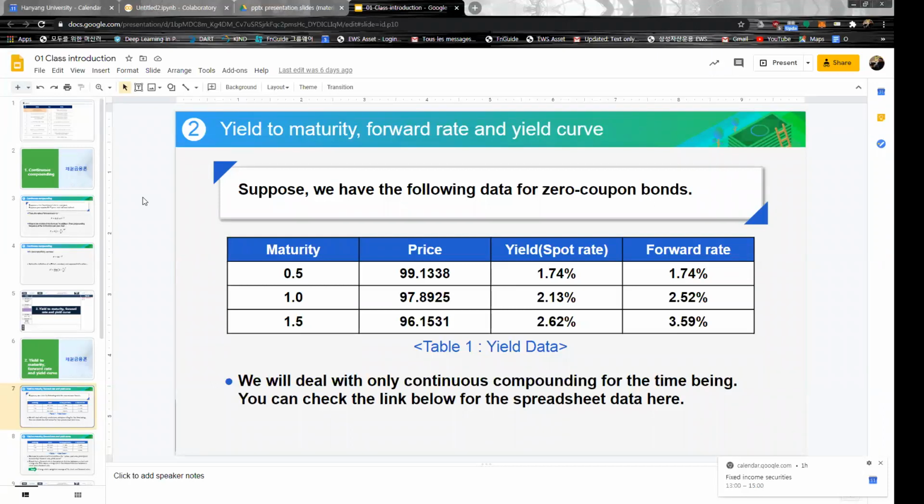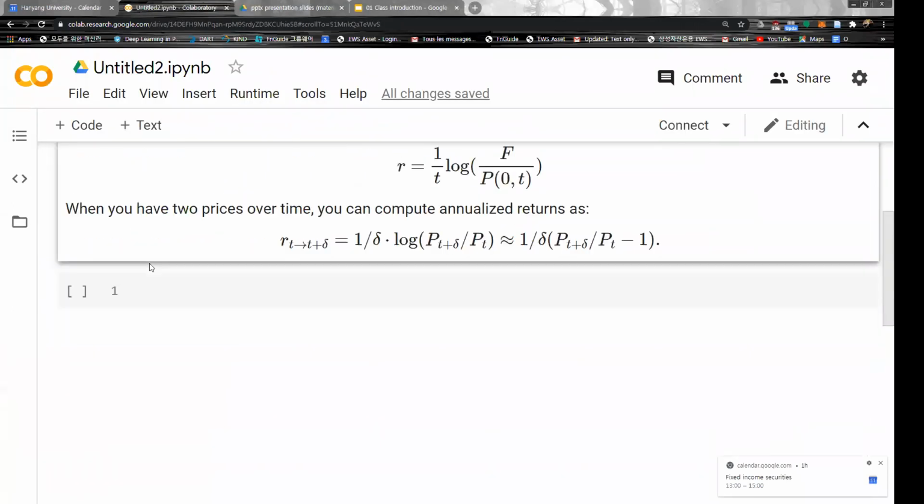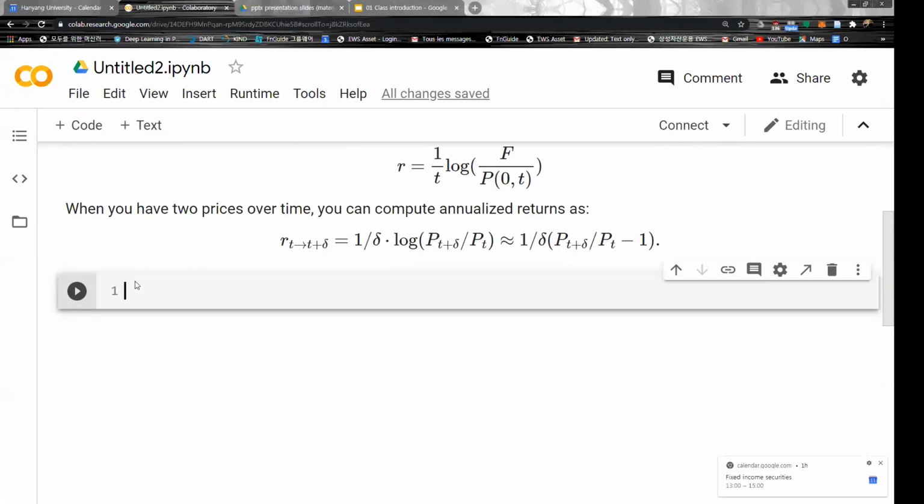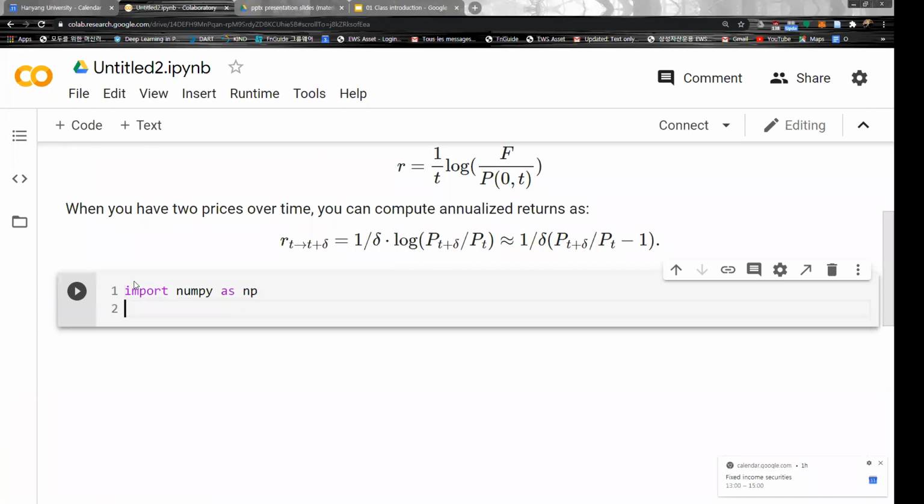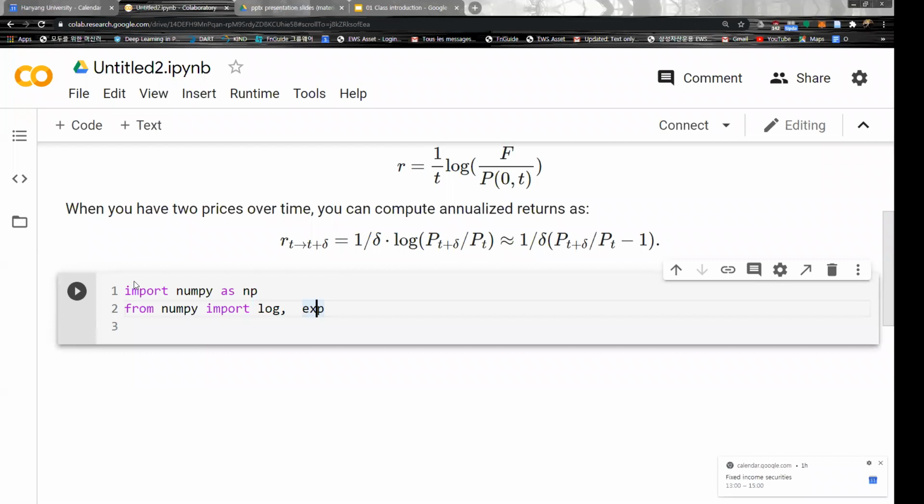So first, let me import numpy as np. NumPy is a popular Python package. Inside NumPy, we have log and exponential functions and the like. From NumPy, import log and exp. Now we can use the log function and the exponential function.